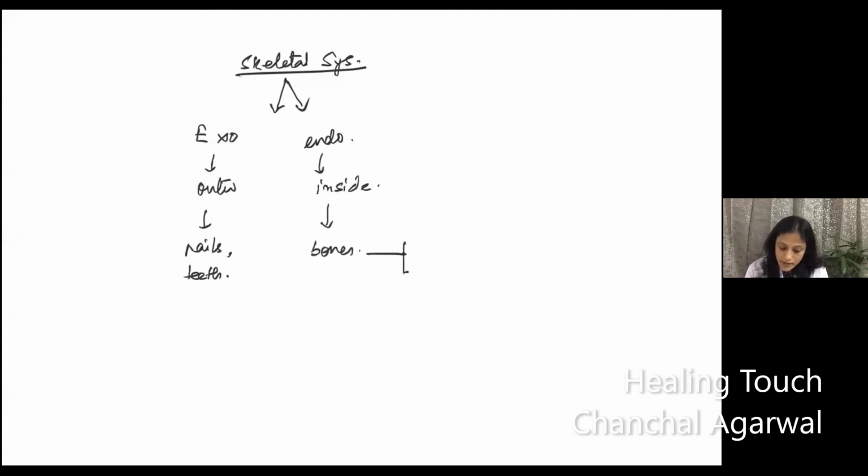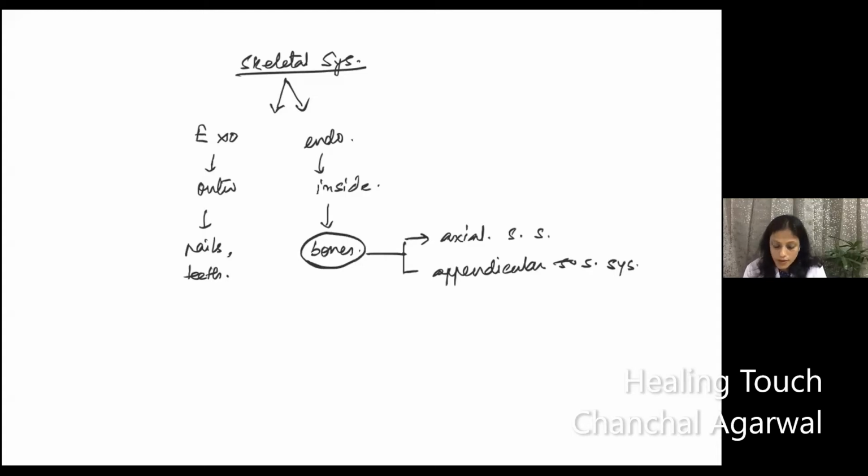And these bones can be of the axial system or of the appendicular system. Now you may say, what is this? Appendicular skeletal system. Axial skeletal system. Bones are inside the body, not visible from outside, so we are calling it endo. And if these bones are present in the central axis, then we call it the axial skeletal system. And appendicular means the limbs, 2 hands and 2 legs.